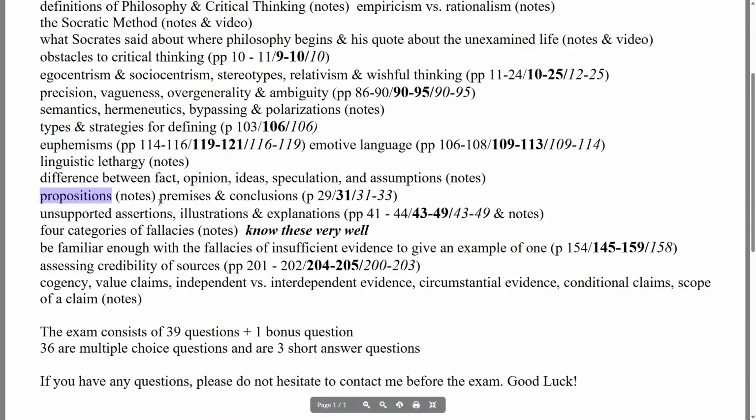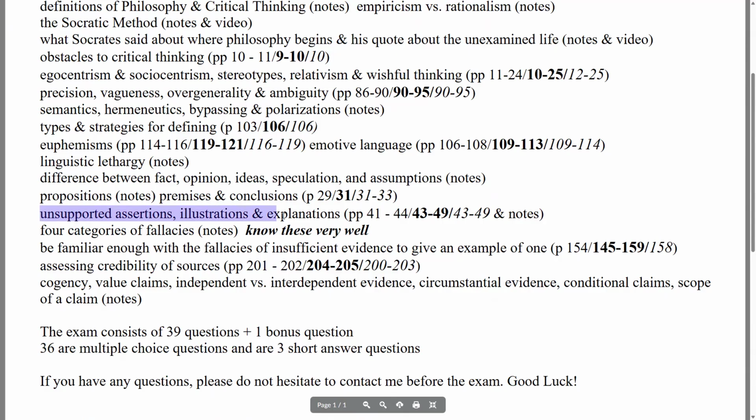Some of our propositions and arguments are premises. Premises are the words or statements of evidence that we use for our point of view or our beliefs. Some propositions are conclusions. They are what we come to as a result of the evidence. As a result of my premises, I come to this conclusion.